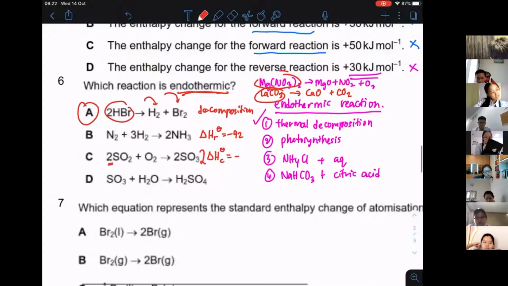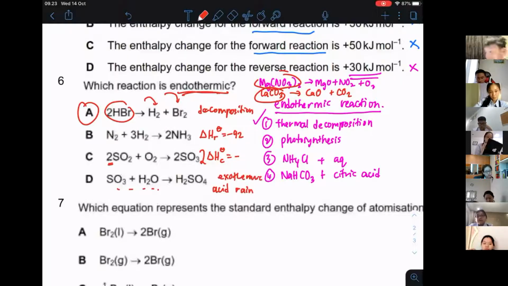This one is going to be the formation of acid rain. The formation of acid rain is also exothermic. So when you keep on learning new equations and so on, I think you just start to memorize and you get a hold of it.